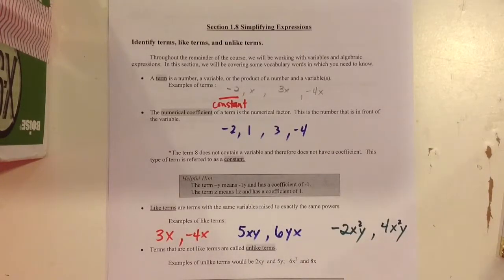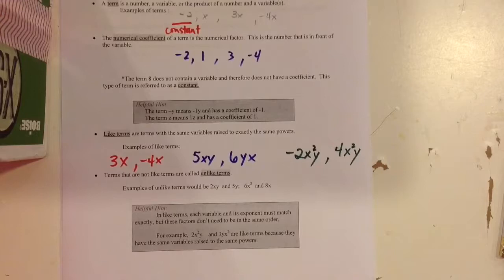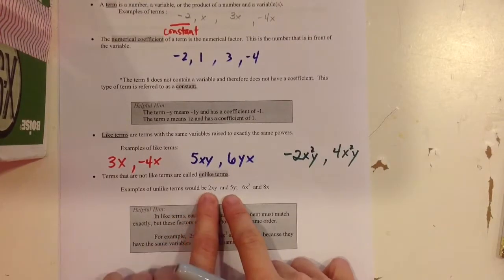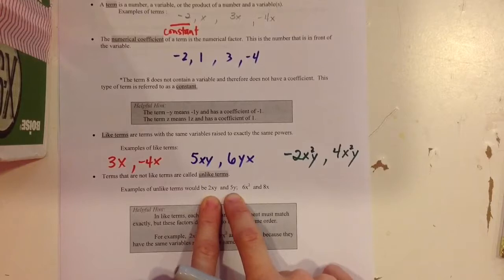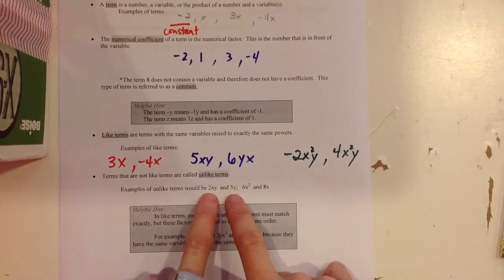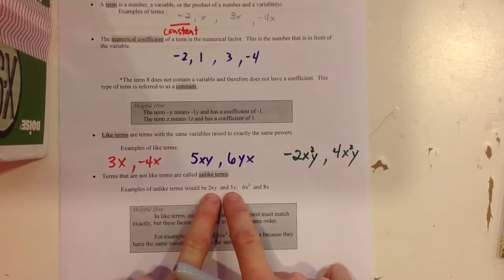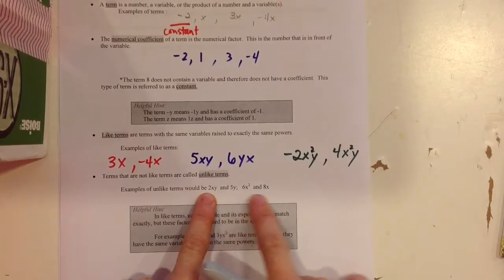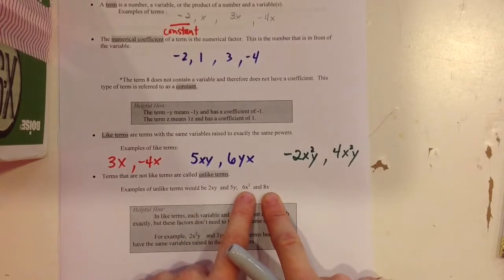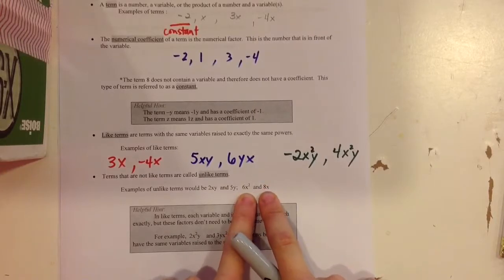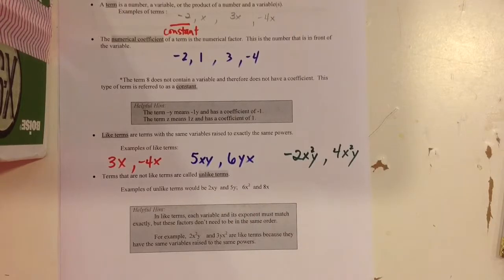So let's look again at our like terms definition. It has to have the same variables raised to the same powers. So let's look at some examples of unlike terms. Unlike terms are examples like this, 2xy and 5y. They're not like terms because they both don't have x to the first power. They both have y to the first power, but they both do not have x. So these are not like terms. Some other unlike terms would be 6x squared and 8x. They both have an x, but it's not to the same power. So these are examples of unlike terms.